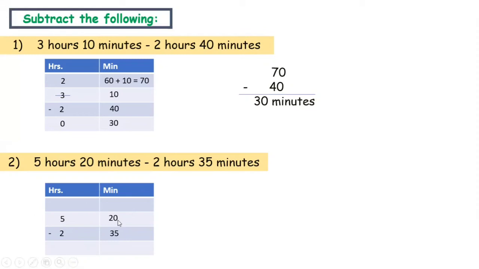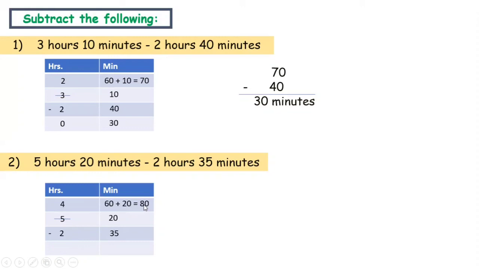So what do we do? We borrow 1 from this 5. So we cancel 5 and instead of 5 we get 4 over here because we have borrowed one number, that is 1 hour from 5. So we get 60 plus this 20, which is equal to 80. As we had borrowed 1 hour, 1 hour is equal to 60 minutes plus this 20, which gives us 80.